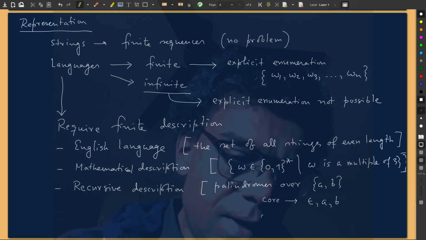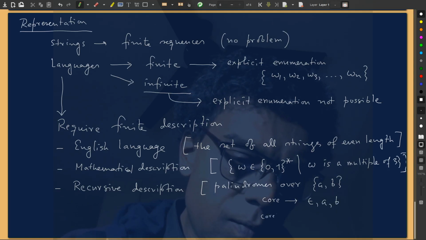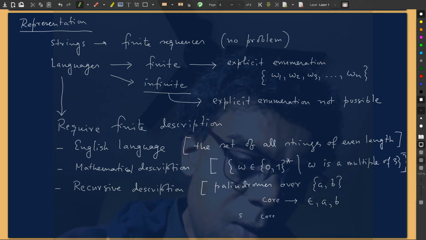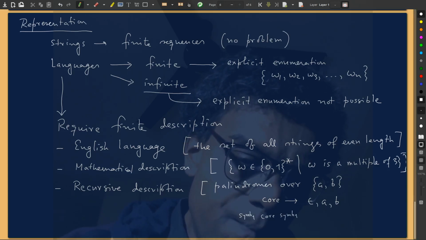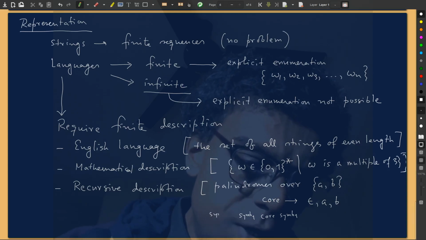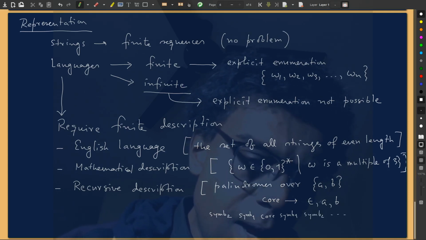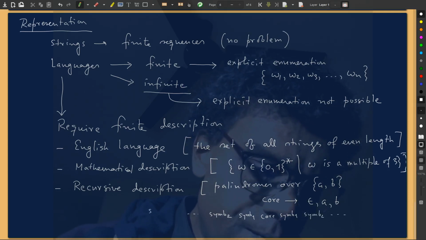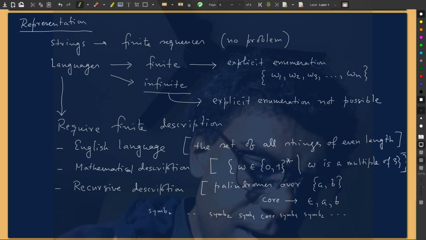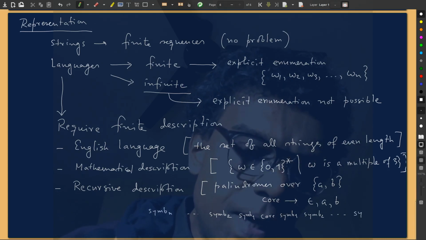And then starting from the core, here you add symbol 1 and the same symbol here. Then you add symbol 2 here, add the same symbol 2 here, and so on. Finally you have symbol n here, the same symbol appearing here. So this is a kind of recursive definition for palindromes. Okay.